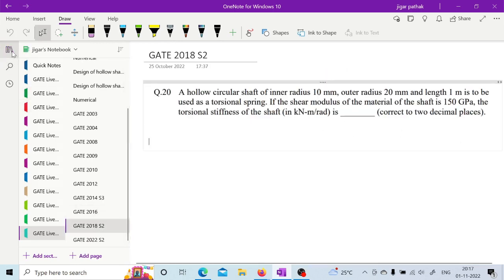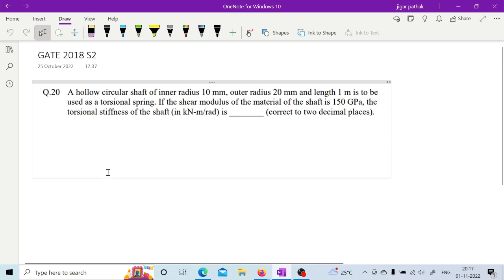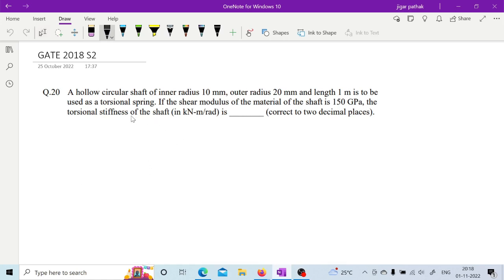Now next is GATE 2018 S2. A hollow circular shaft of inner radius 10 mm, outer radius 20 mm, and a length of 1 meter is to be used as a torsional spring. If the shear modulus of the material of the shaft is 150 GPa, the torsional stiffness of the shaft in kilonewton meter per radian is. Torsional stiffness, as I have just told you, is T by theta, that is GJ by L.